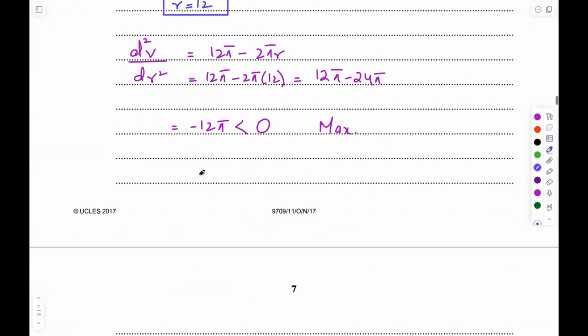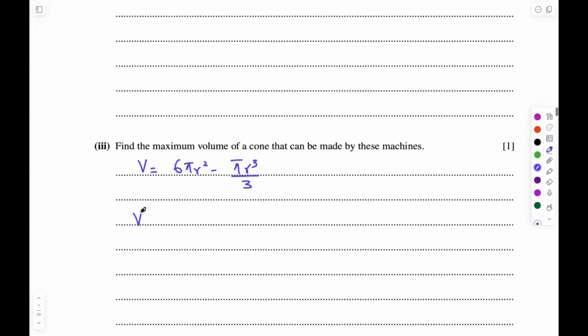So substituting r equals 12 into this expression, we'll get V equals 6 pi into r squared, which is 12 squared, minus pi into 12 cubed upon 3. So 12 squared will become 144 into 6 pi minus 12 cubed. So 12 cubed is equal to 1728. So that will become 1728 pi upon 3. 1728 divided by 3 is 576.